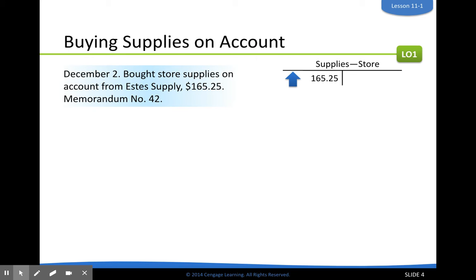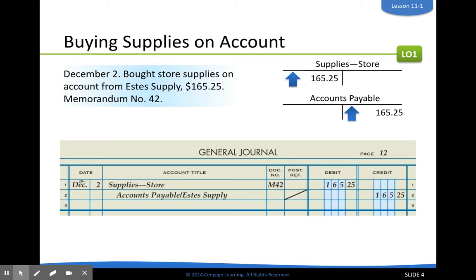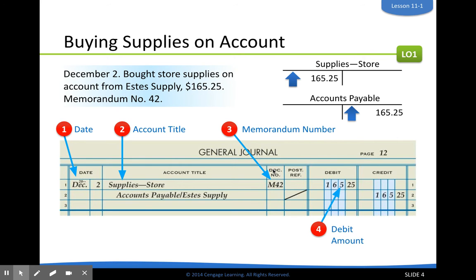So we're going to debit supplies because it's an asset. And then we will credit accounts payable. So what's different is that in our general journal, we only have the debit and the credit. And so we will post starting with the debit, always list the debit on the first line. So we'll debit supplies store. It's memo 42, so M42. Notice since it says doc number here, we need to specify what the document is. So it's a memo.